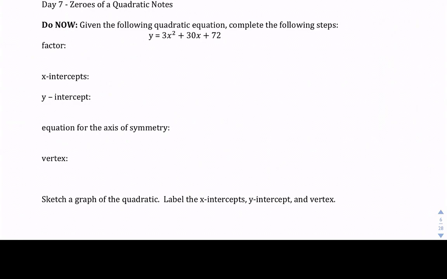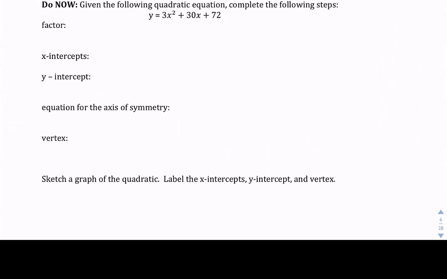So in day 7, we're going to review graphing from factored form, which this is in standard form, and we're also going to look more in depth at the zeros of quadratics. So for the warm-up, given the following quadratic equation, complete the following steps. First step, we want to put this in factored form to find the x-intercepts.